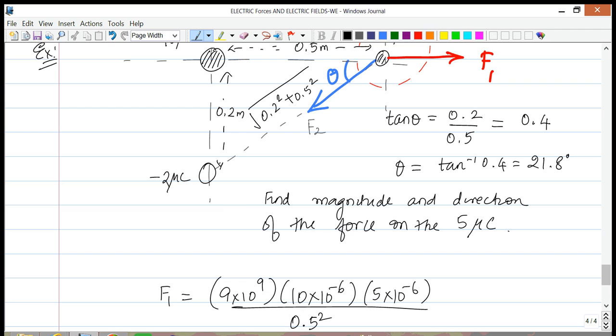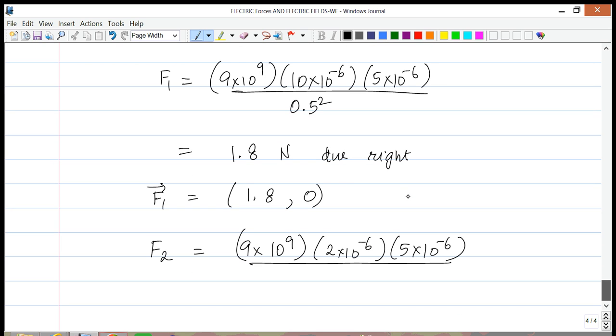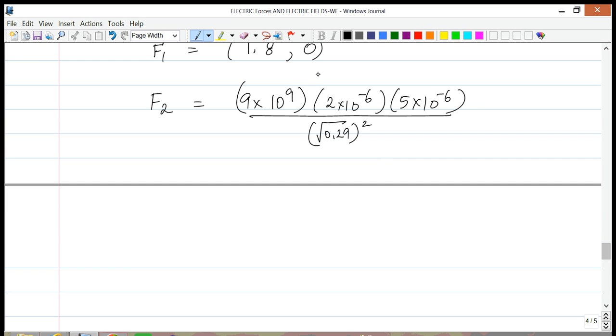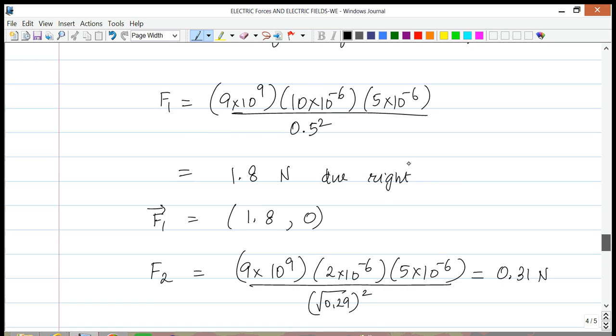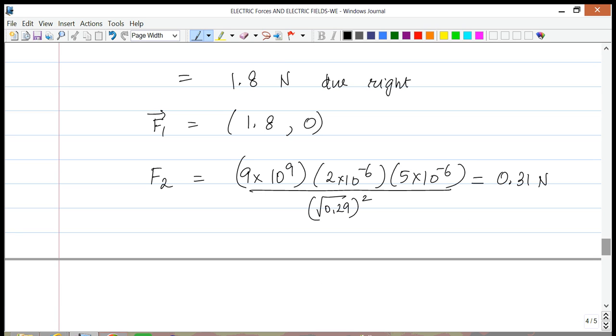And you will end up getting the square root of 0.29, so I'm just going to leave it as square root of 0.29. The reason is because I'm going to square it, so I don't have to worry about it. So the denominator will end up being equal to square root of 0.29 squared. Okay, so this gives us the magnitude. Let's calculate this number. So this happens to be equal to 0.31 newtons. So we now have the two forces, 1.8 newtons, 0.31 newtons.